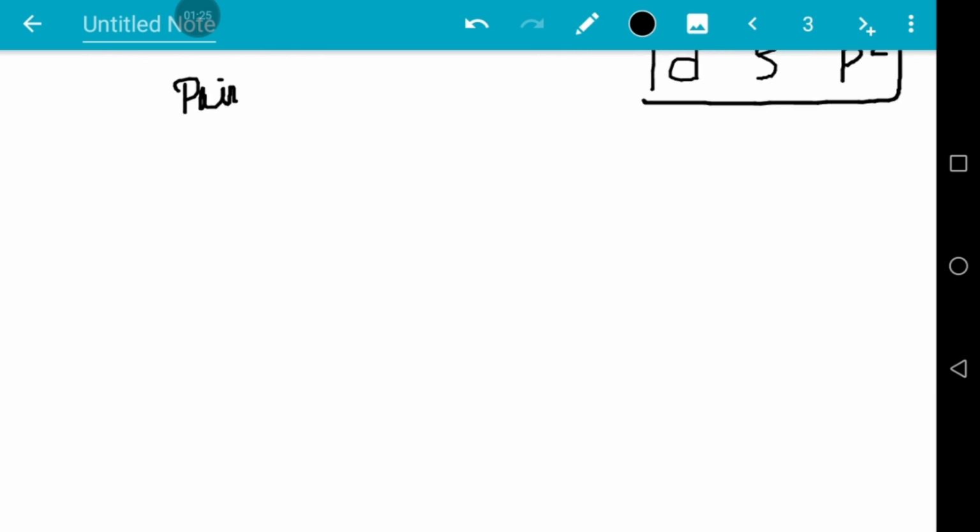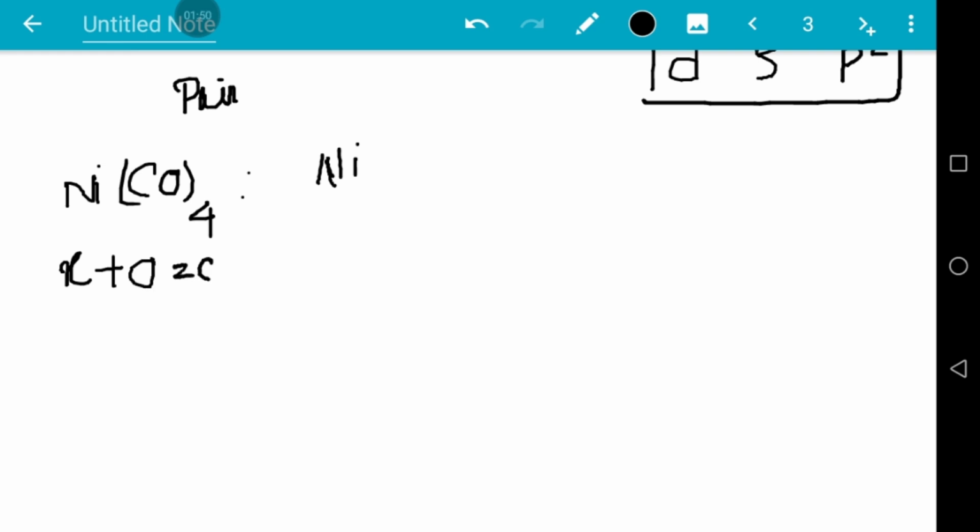And next one, the second one they have given is Ni(CO)4. What is the hybridization of this? They are asking. So first of all, what is the central metal atom? Nickel is the central metal atom. Now we have to calculate the oxidation state. Nickel oxidation state is x and CO charge is 0. So 4 CO equals 0, so x equals 0. So nickel oxidation state is 0 only. So we have to take the ground state configuration only.